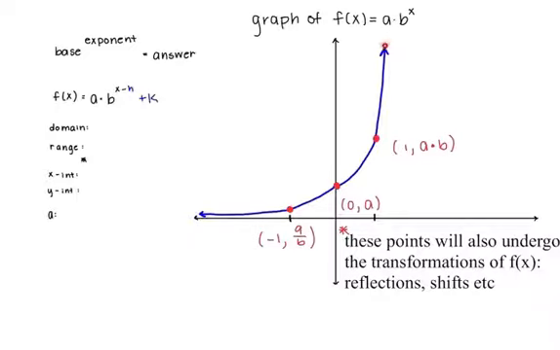So this is only for an exponential graph that doesn't have any shifts, horizontal or vertical, or reflections. We'll talk about how to find these points when we do have those transformations. They'll just follow the same transformations of f of x, so we'll just convert those points themselves.